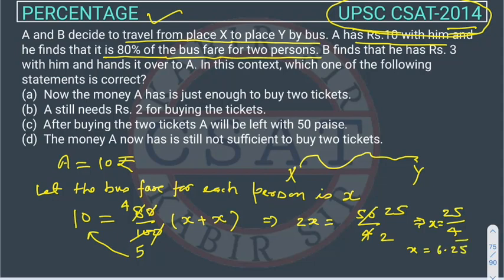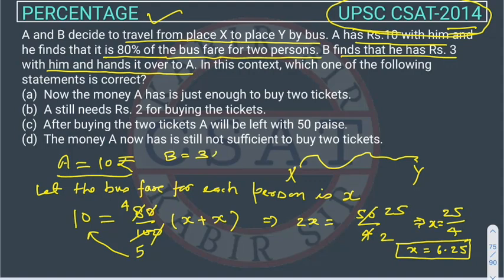6.25 rupees, right? So the fare of the bus is 6 rupees 25 paisa. B finds that he has 3 rupees with him and hands it over to A. So A was having 10 rupees, now B is having 3 rupees, so he has given this money to A. So now A is having how much money? A is having 13 rupees, and the fare of two people is how much?